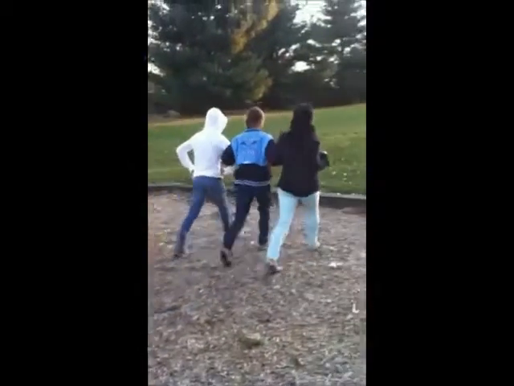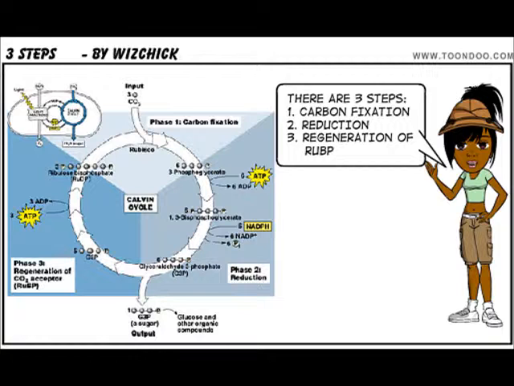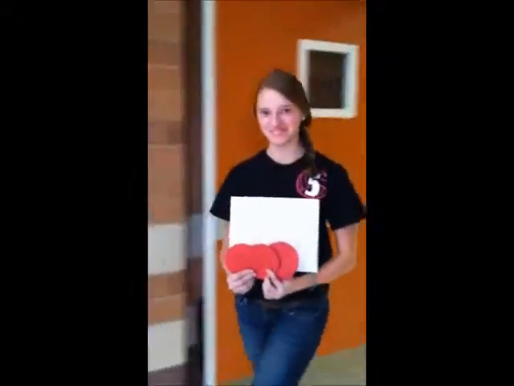To begin phase 1, the carbon fixation of the Calvin cycle, there are 3 molecules of 5-carbon sugar, RuBP. This sugar is already present in the Calvin cycle and does not need to be added. Then 3 molecules of carbon dioxide enter. This CO2 enters through the stoma on the underside of the leaf.